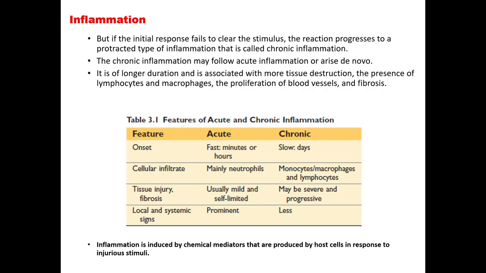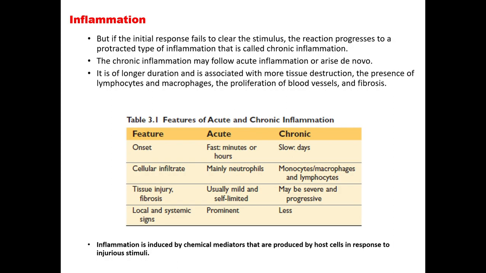But if the initial response fails to clear the stimulus, the reaction will progress to a protracted type of inflammation that is called chronic inflammation. Chronic inflammation may follow acute inflammation or arise de novo, يعني originate from the beginning as a chronic inflammation. It is of longer duration and associated with more tissue destruction, and the presence of lymphocytes and macrophages, proliferation of blood vessels, and fibrosis are its main criteria.